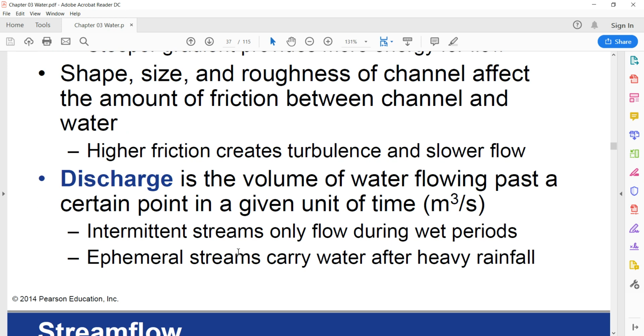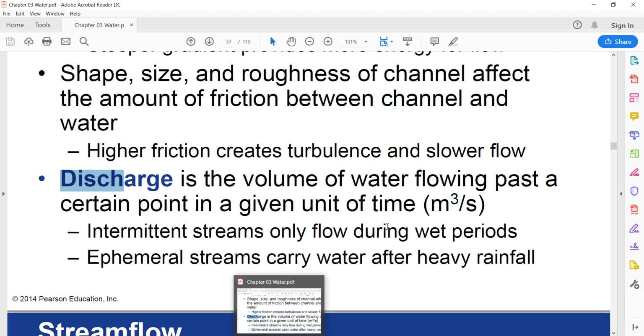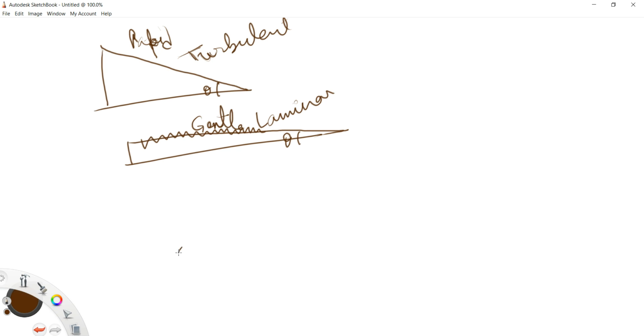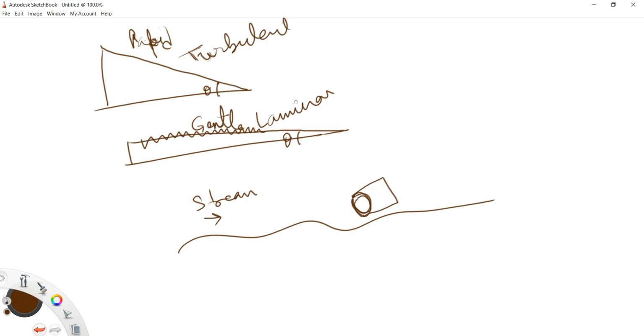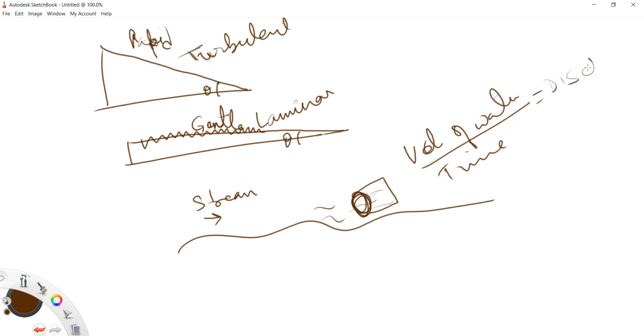Discharge is the volume of water flowing past a certain point in a given unit of time. So this is an important term. I want you guys to remember this, memorize this. Discharge is the volume of water flowing past a certain point in a given unit of time. So if this is a stream, and you hold a bucket in the path of the stream, you can collect some water, right? You can measure how much water you have collected in 10 minutes or 5 minutes, and divide the volume of water in the bucket by the time it took you to collect that much water, and that is called discharge, right? It is denoted by a big Q. So volume of water divided by time is called discharge.